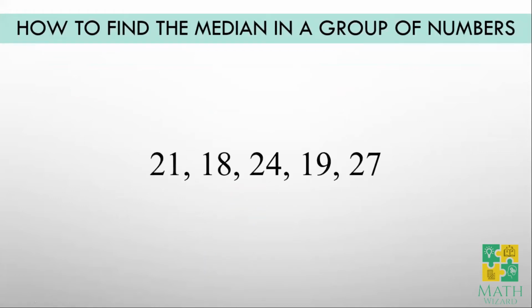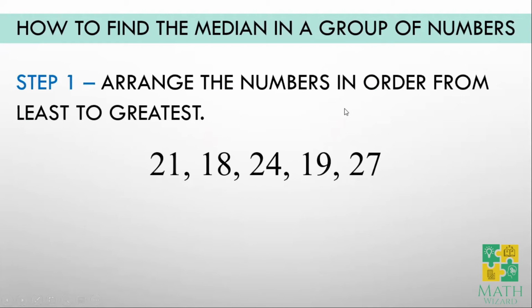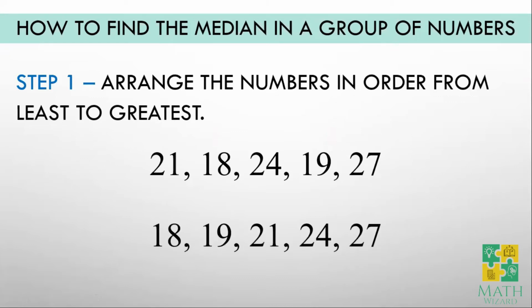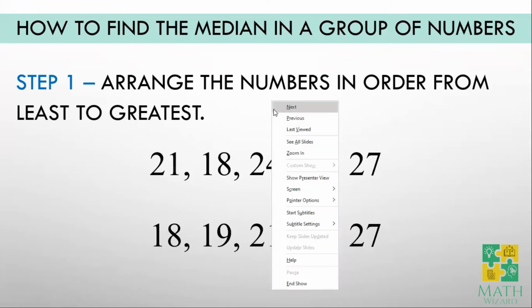What are the steps in finding the median? To be more specific, let's say we are given 21, 18, 24, 19, and 27. The first step is to arrange the numbers in order from least to greatest, from the smallest to the largest number. Arranging these from least to greatest would result in 18, 19, 21, 24, and 27.